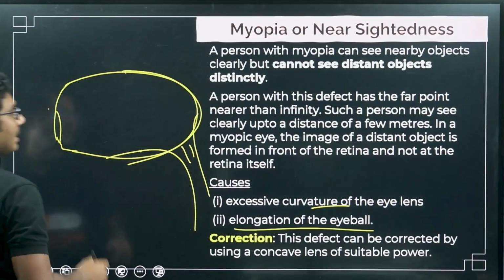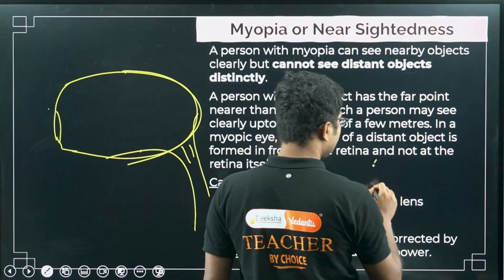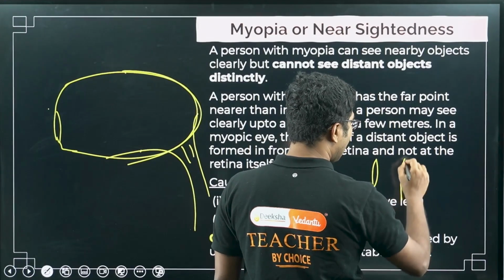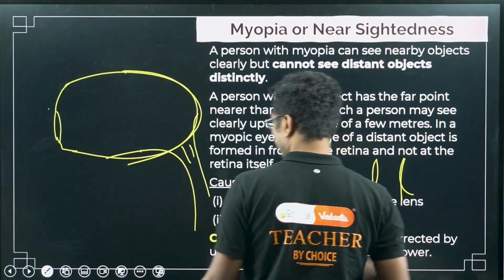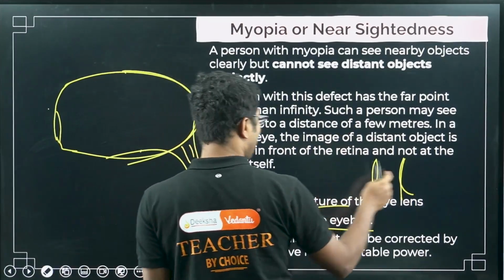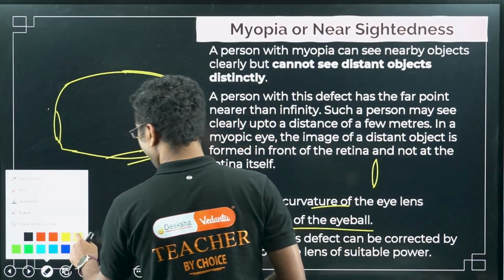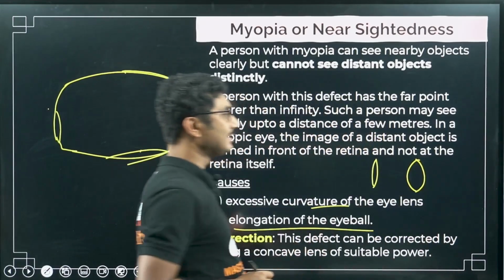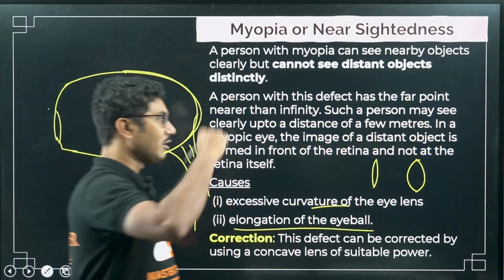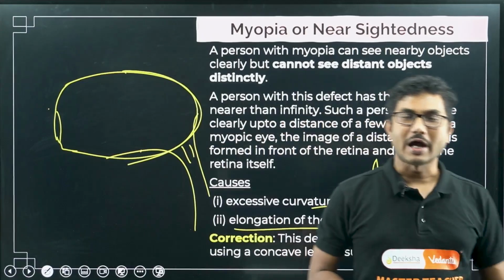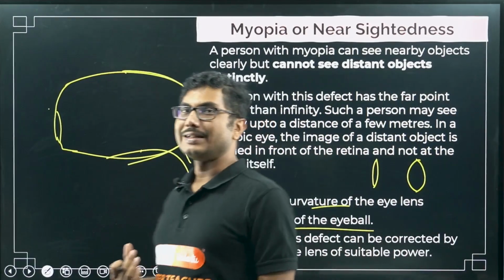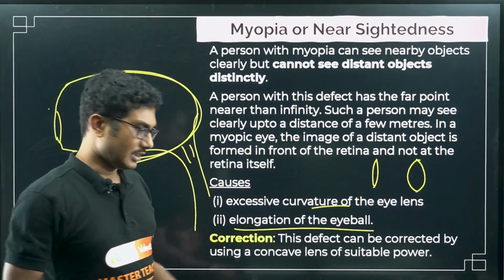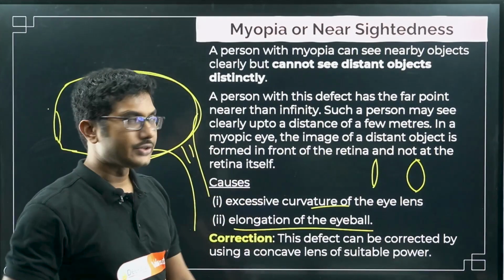A normal human eye lens is like this. But if somehow it is elongated, its curvature is more, excessive curvature, and your eye lens is now thicker somehow. Because of some defect of your eye, if the eye lens becomes thicker, then in that case you cannot see distant objects clearly. These are the two reasons.